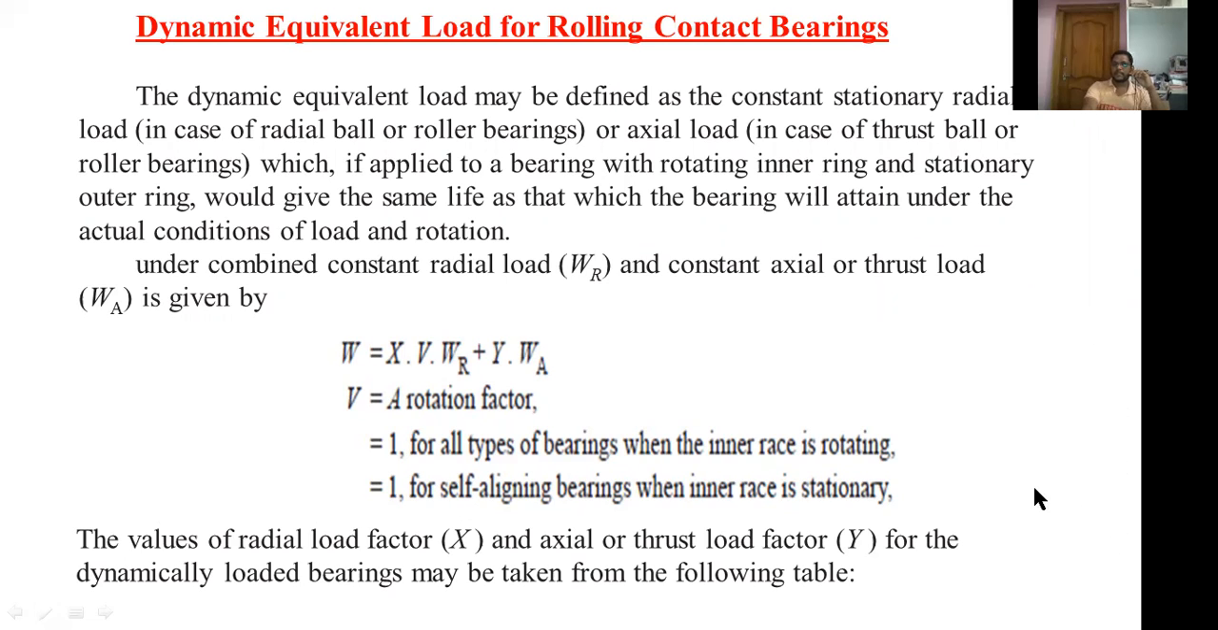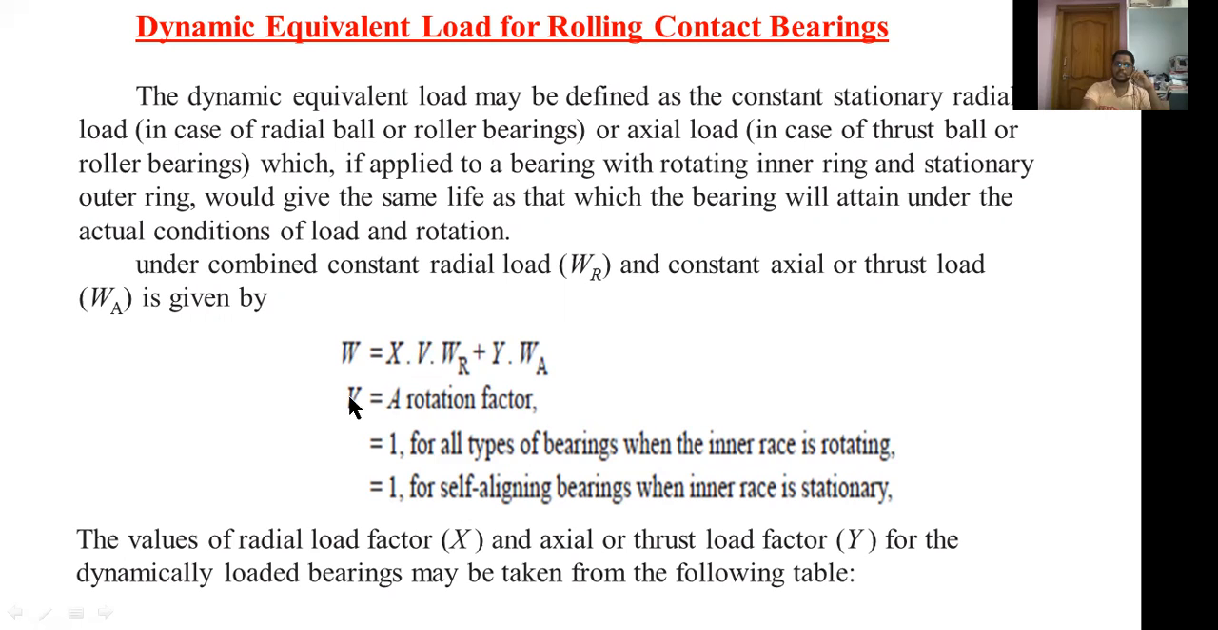Under a combined constant radial load WR, here WR is the radial load, and the constant axial or thrust load WA, W is given by W = X V WR + Y WA. Here W is the dynamic equivalent load, WR is the radial load and WA is the axial load, whereas capital V is the rotation factor.